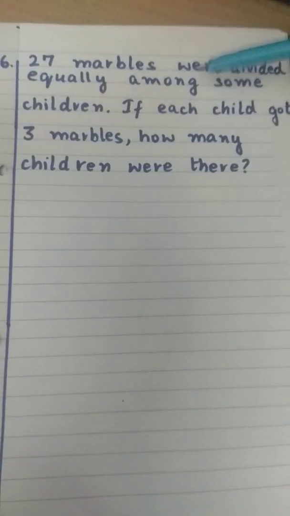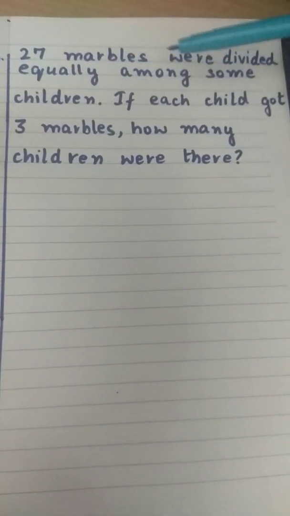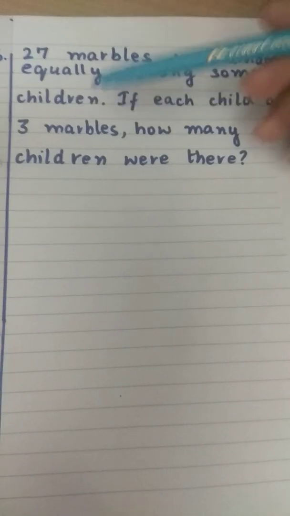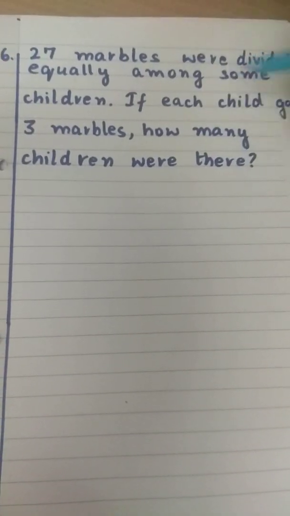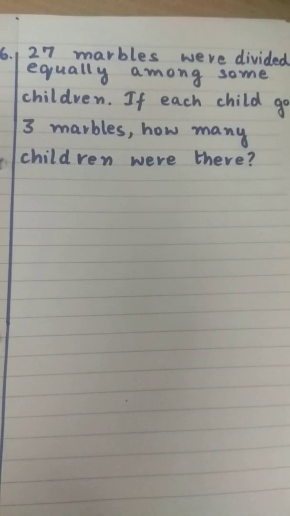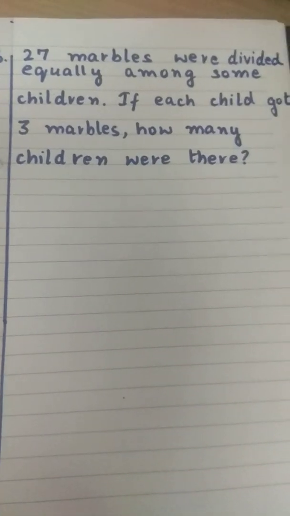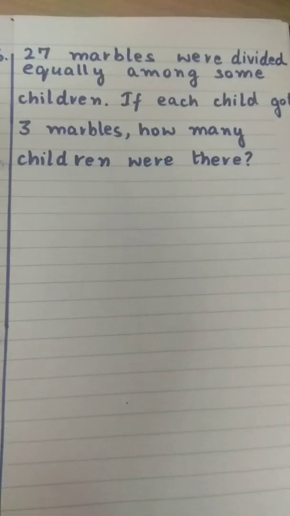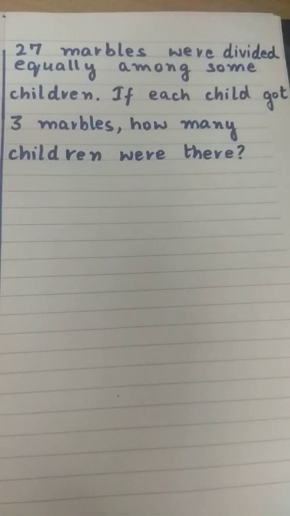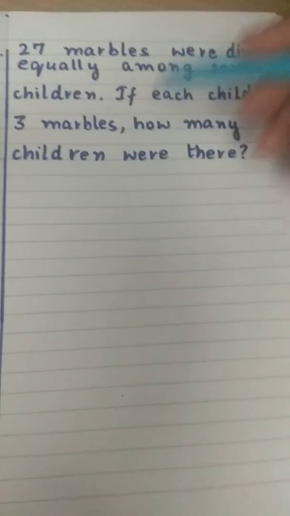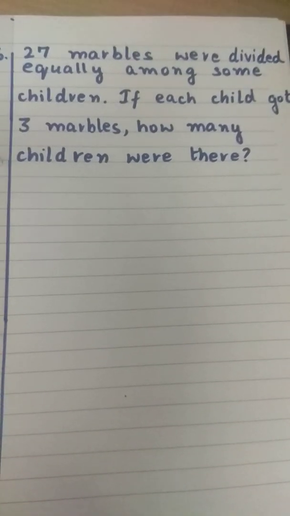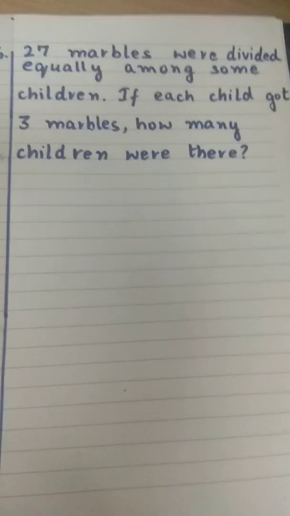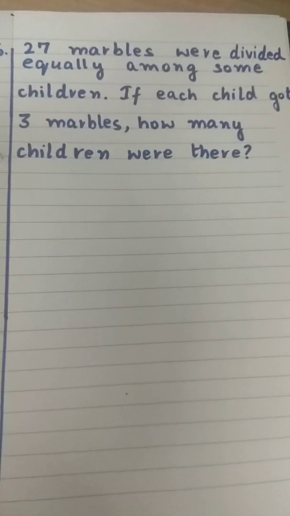Next. 27 marbles were divided equally, which means they have been distributed equally among some children. The teacher came to the class and gave them 27 marbles equally to all the children. If each child got 3 marbles, then how many children were there?